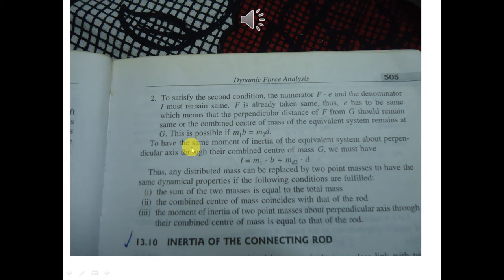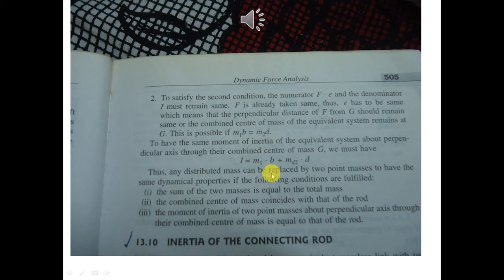The third one would be to have the same moment of inertia of the equivalent system about a perpendicular axis through their combined center of mass G. We must have the summation m1 b squared plus m2 d squared equal to I, that is the moment of inertia. So to have the same moment of inertia, the sum of m1 into b squared plus m2 into d squared must be equal to the total moment of inertia of the equivalent system. So these are the 3 conditions.